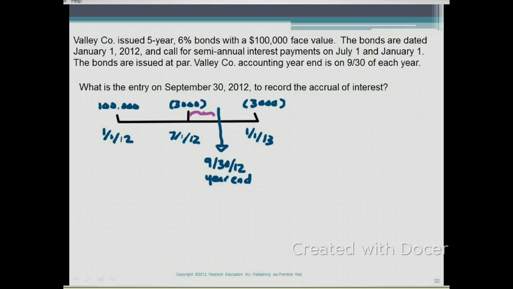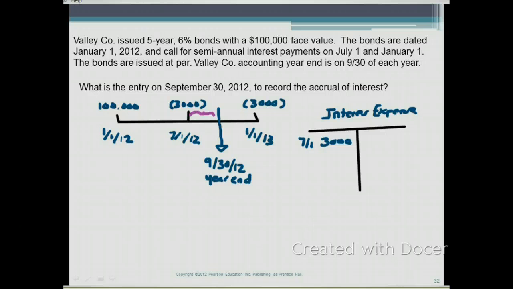Again, this accrual is very similar to what we did for short-term notes payable. In our interest expense account, we already have the $3,000 that we paid our bondholders on July 1st. Now, we need to calculate how much interest should be accrued for the period between July 1st, 2012 and September 30th, 2012. Again, we calculate interest by multiplying our face value of 100,000 by the stated interest rate of 6%.